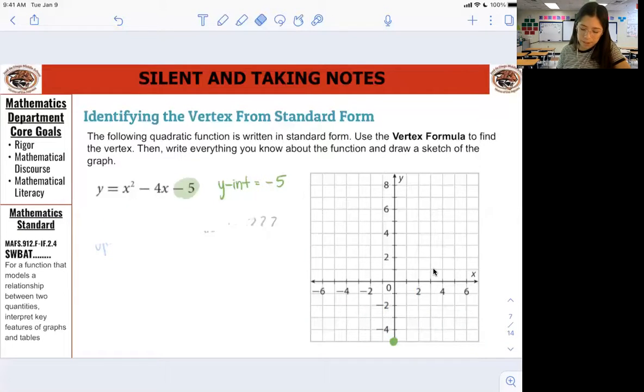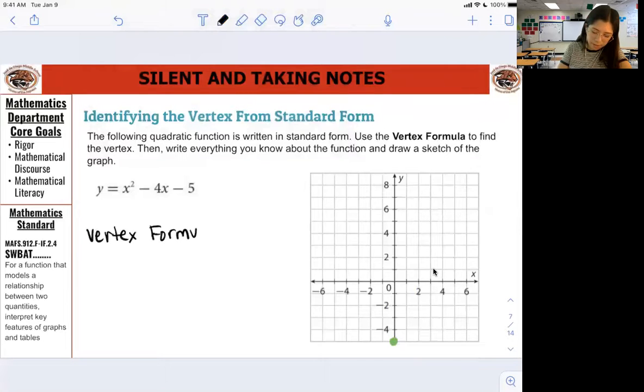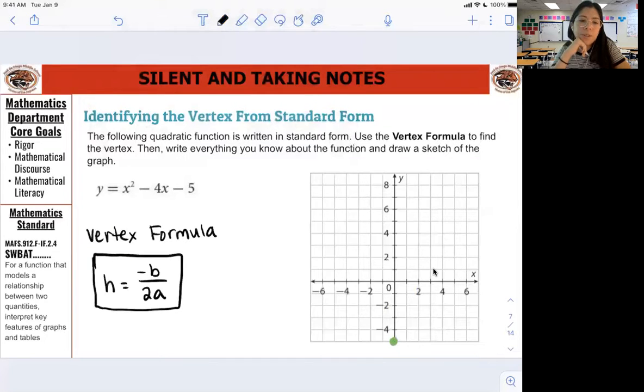And the way that we're going to do it is using the vertex formula. It's a super simple formula. I know it sounds scary, but it's not. I would like everyone to go ahead and write this down. The vertex formula: h equals -b over 2a. That's it. h equals -b over 2a. Miss, we wanted to figure out the vertex, not the area of a triangle. It's not the area of a triangle.